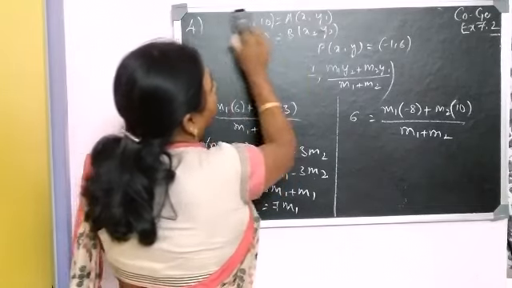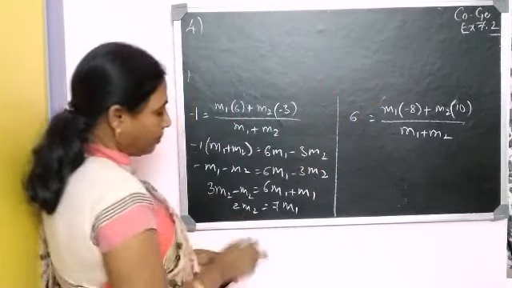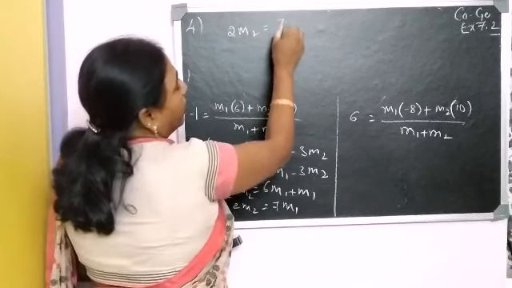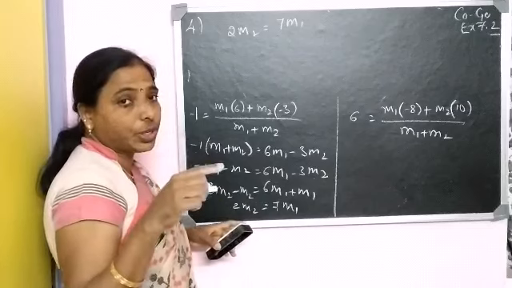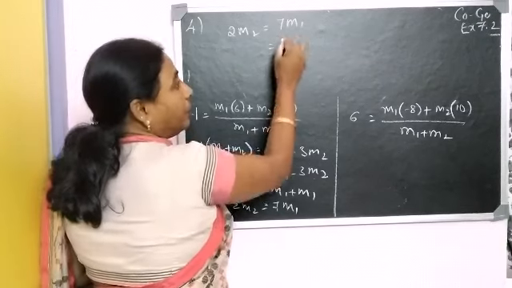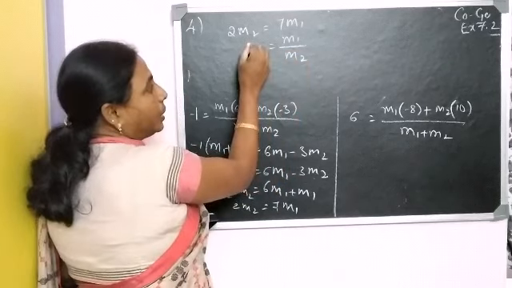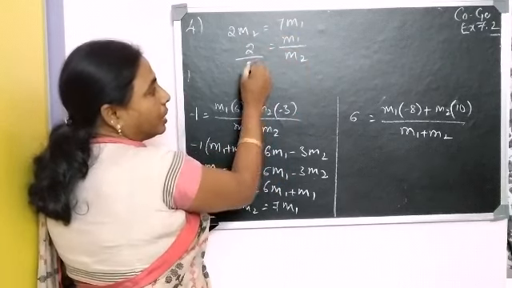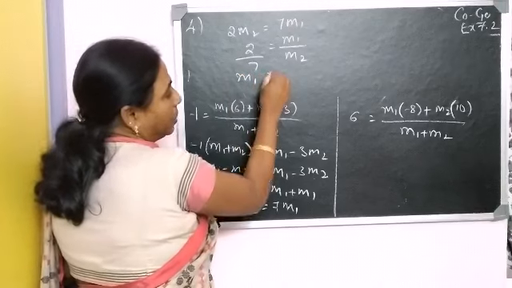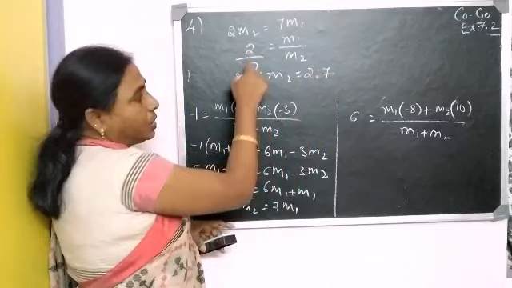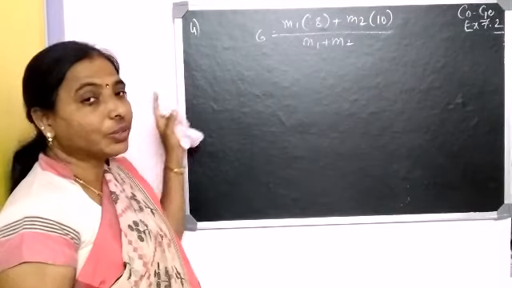So 2m2 is equal to 7m1. Let us take it here. That is 2m2 is equal to 7m1. I want m1 is to m2. That's the reason I will keep m1 here itself. Bring this m2 to the other side, 2 here itself. Bring this 7 to the other side. That means m1 is to m2 is equal to 2 is to 7. That is 2 is to 7. Continuation of that fourth one.